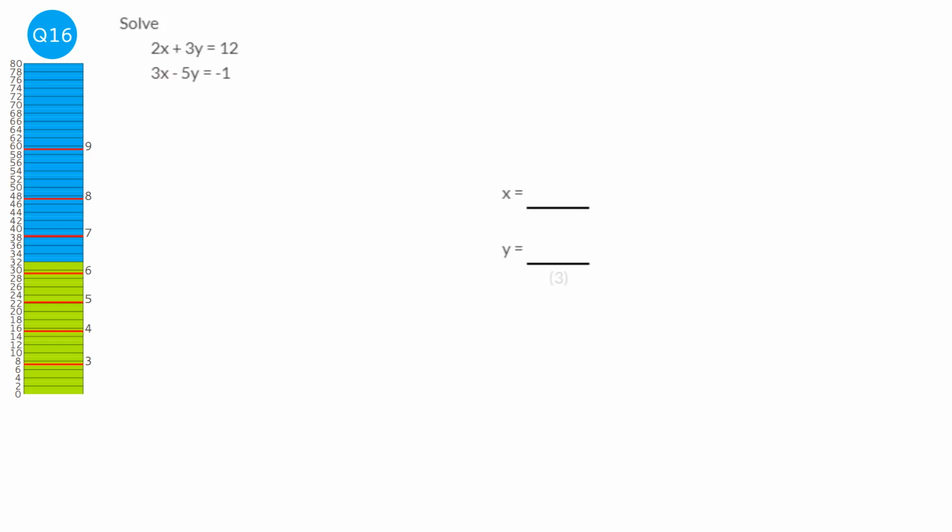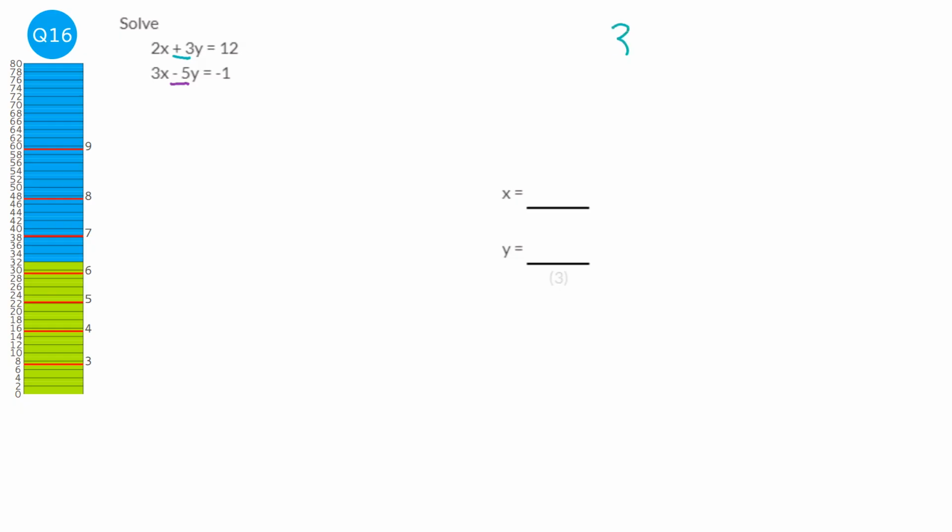First thing we notice in the simultaneous equations is the coefficients of the x's and the y's are different. We could make the x's the same, but I'm going to focus on the y's. So looking at the coefficient of the y, we've got a +3 there. We've got a -5 there. So ignore the signs, we've got to make them the same. So 3 and 5, we're going to look at the first number in both their times tables, the lowest common multiple. So that's going to be 15.